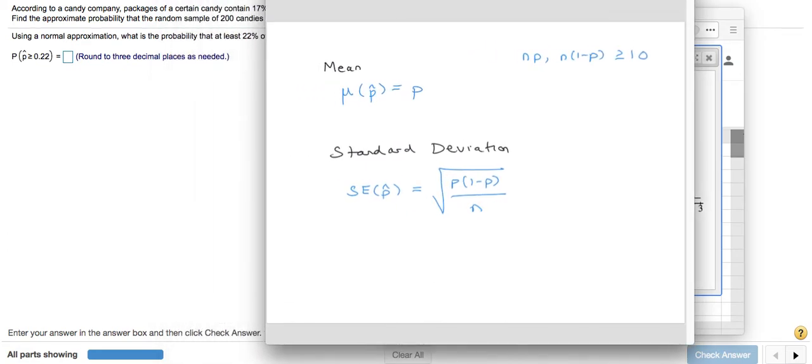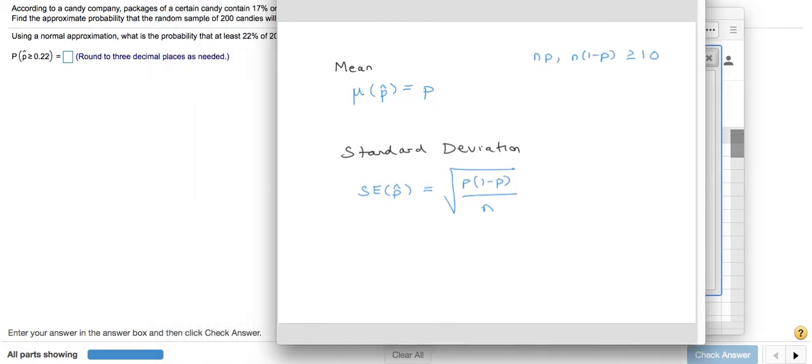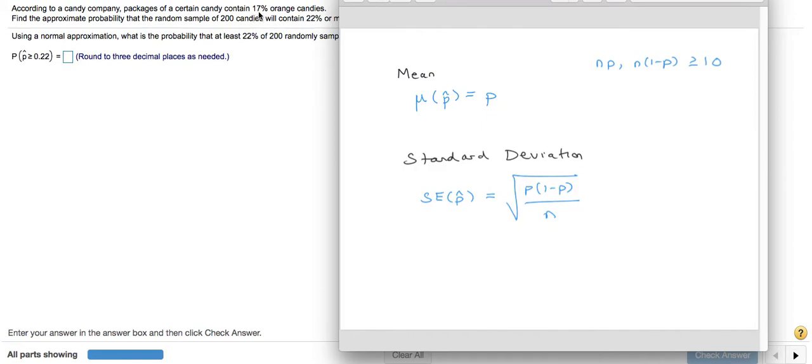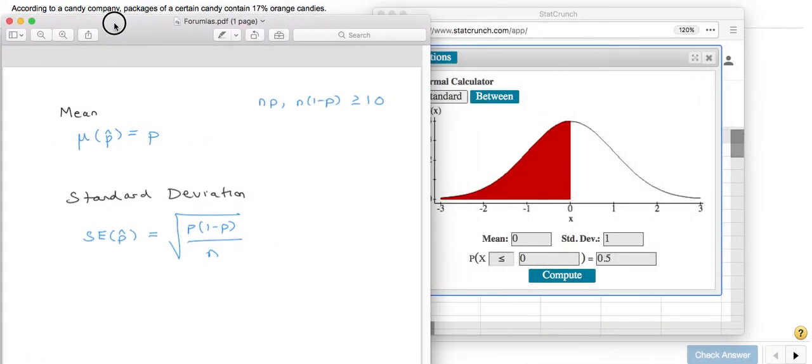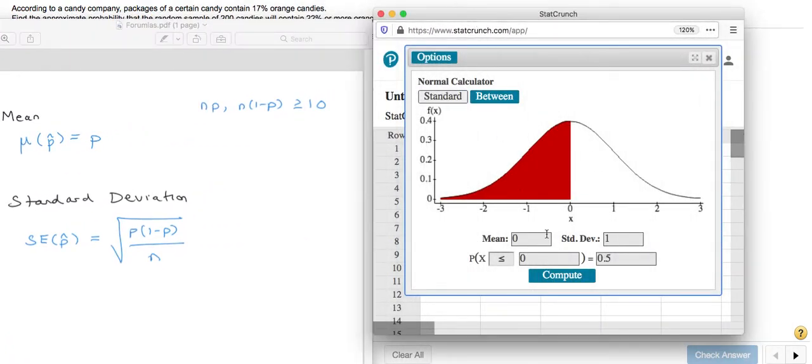The mean for this sampling distribution, p hat, is going to be equal to this proportion here. It's recorded as a percent, I'll just write it as a probability, 0.17. So that's the mean of this thing. It'll be 0.17. So I'm going to enter that into my calculator for the mean.